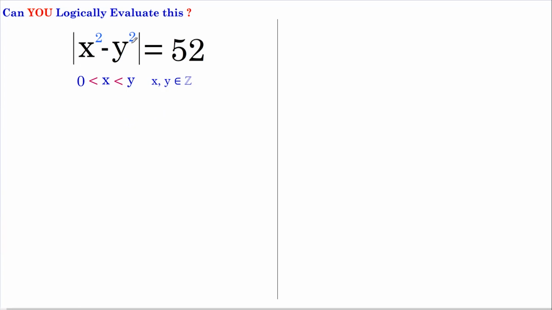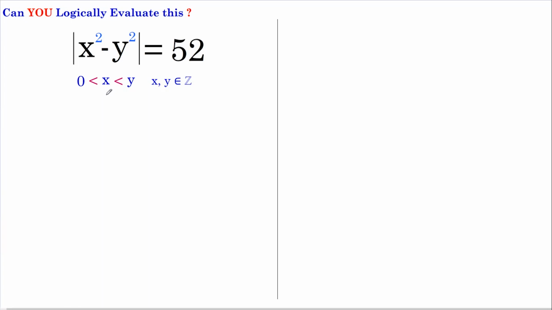These parallel lines here mean take the absolute value of x squared minus y squared. That means that this could actually be negative 52. But because we're taking the absolute value, it equals 52. In other words, the parallel bars just mean ignore the negative sign if there is one.